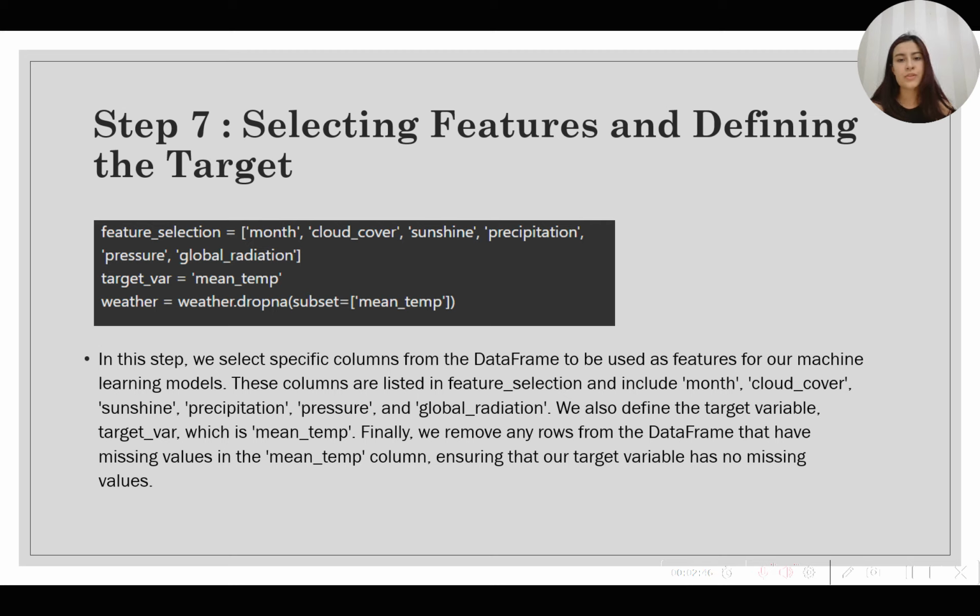Step 7, selecting features and defining the target. In this step, we select specific columns from the data frame to be used as features for our machine learning models. These columns are listed in feature selection and include max temp, cloud cover, sunshine, precipitation, pressure, and global radiation. We also define the target variable target_var, which is mean temp. Finally, we remove any rows from the data frame that have missing values in the mean temp column, ensuring that our target variable has no missing values.